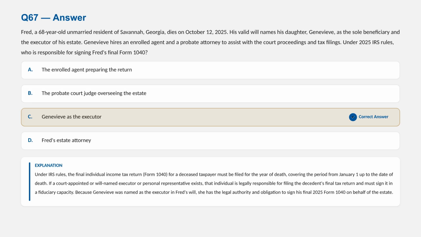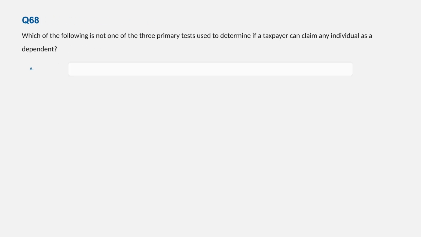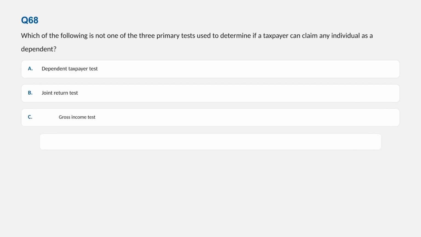Great. Now let's move to our next question. Alright, let's move to question 68. Which of the following is not one of the three primary tests used to determine if a taxpayer can claim any individual as a dependent? A. Dependent taxpayer test. B. Joint return test. C. Gross income test. D. Citizenship or residency test.